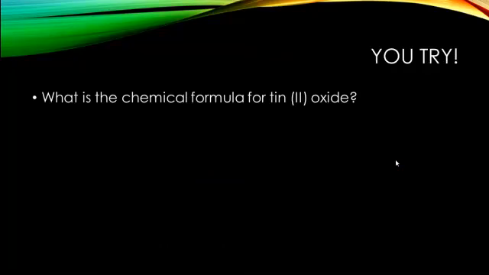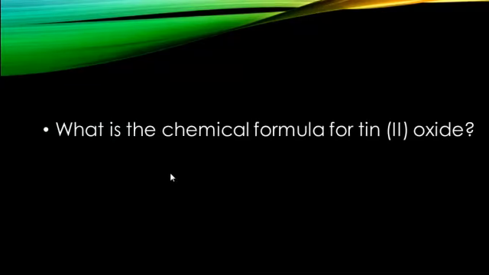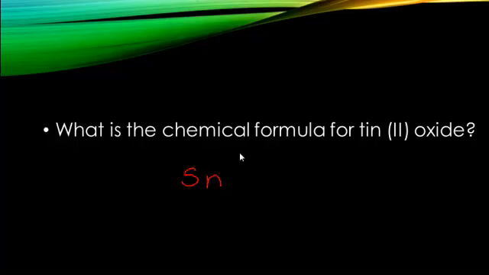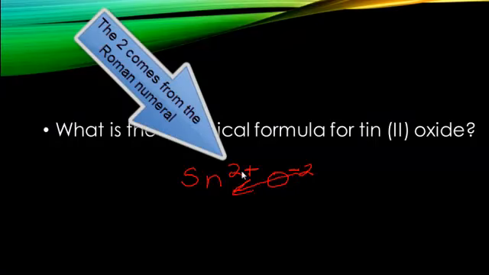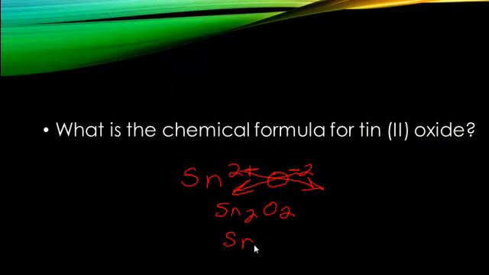Okay, now here's some other examples. Chemical formula for tin 2 oxide. The symbol for tin, which you can get off of your ion sheet, is Sn. And you know from the fact that there's a Roman numeral 2 that its charge is +2. And then oxide is a -2. So bring down your numbers and you get Sn2O2, and don't forget to reduce, so you get SnO.